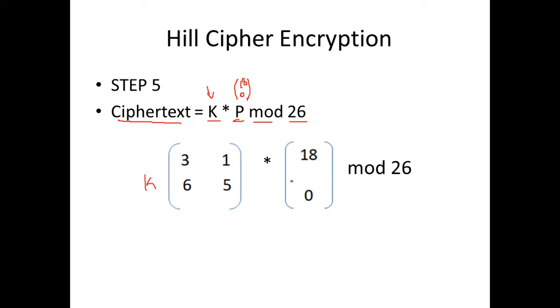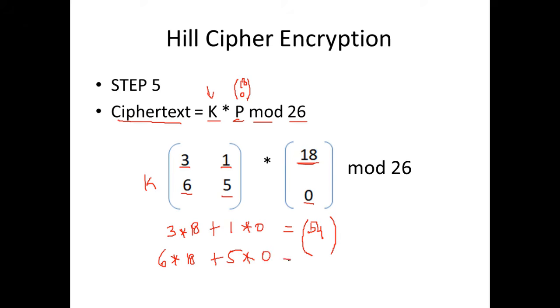So how this multiplication is done: you take 3 and multiply it with 18. So 3 star 18 plus you take 1, you multiply that with 0, 1 star 0. So what is the result of this? This will be 54. Likewise, you take the second row, 6, and you multiply that with 18. So it is 6 star 18 plus you take 5 and then you multiply that with 0. So what is the result of this? This will be 108.